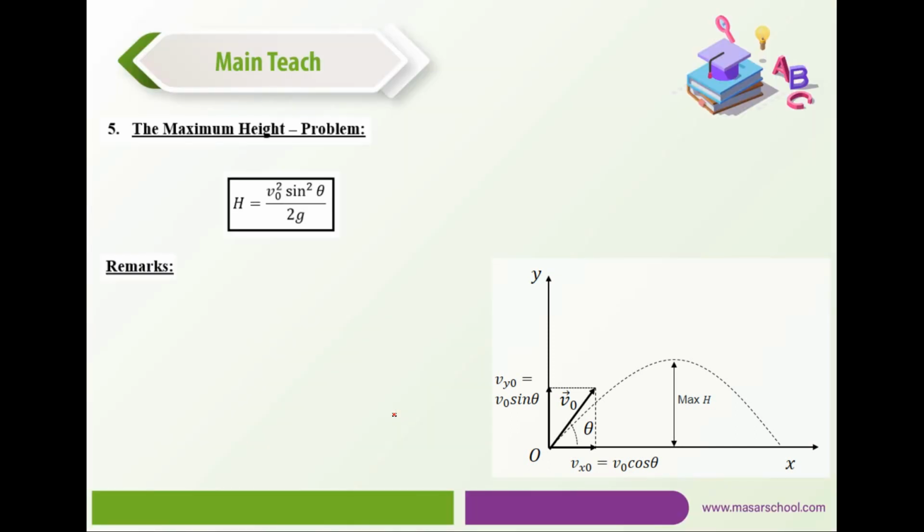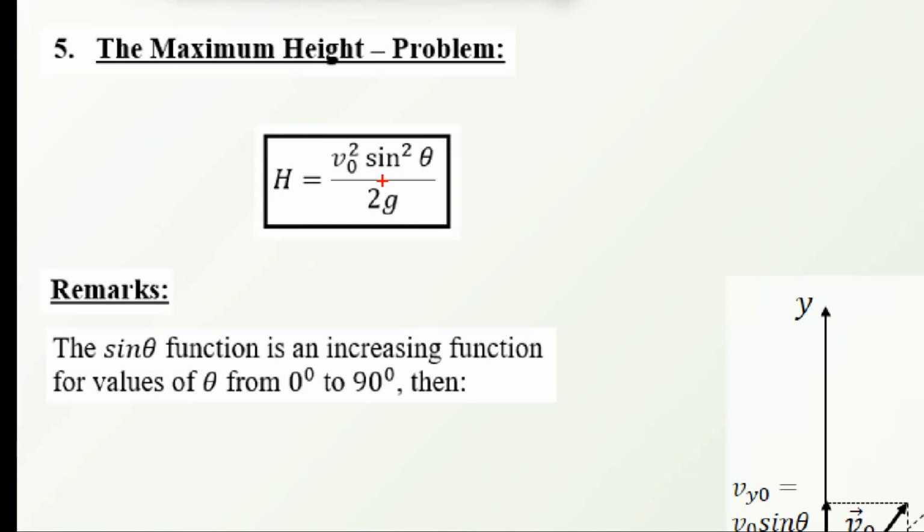So what are some interpretations or remarks for maximum height? Now the only two variables that appear in the maximum height are V0 and sine theta. The sine theta function is an increasing function from 0 to 90 degrees. So as the angle increases from 0 to 90, the sine theta function will increase, which means sine square would increase, and that would increase the maximum height. The maximum value occurs whenever theta is equal to 90 degrees.